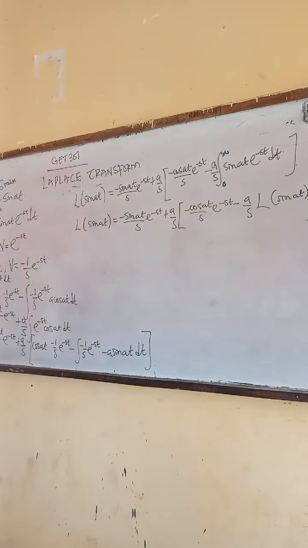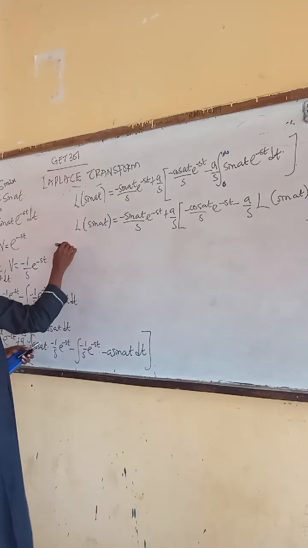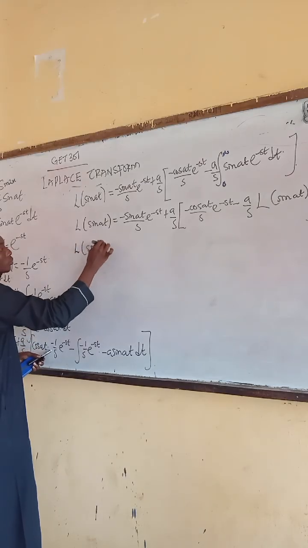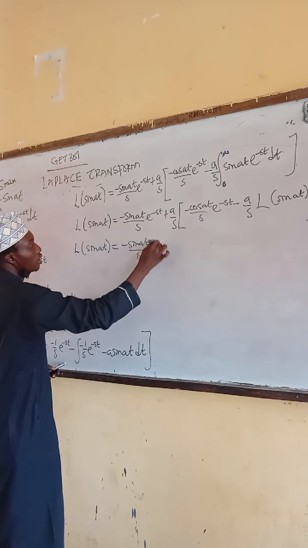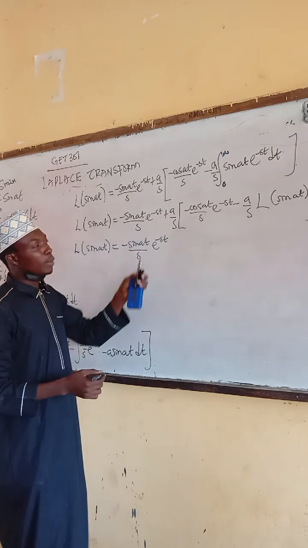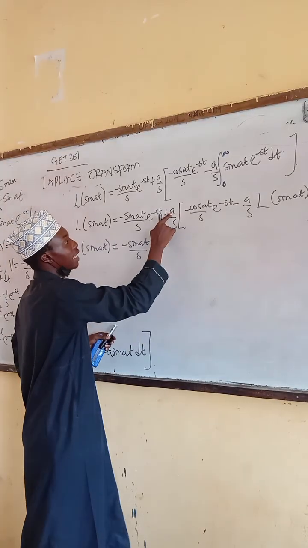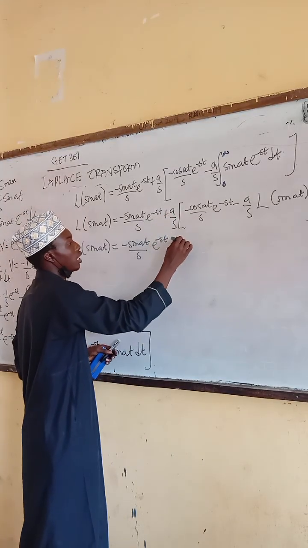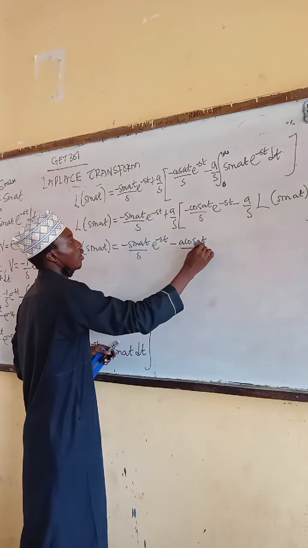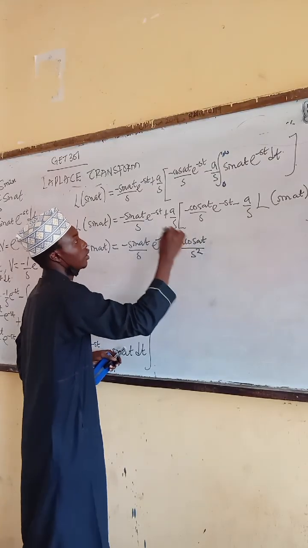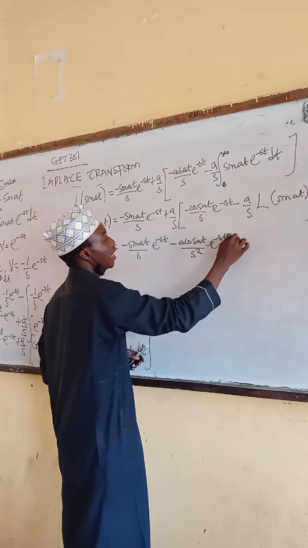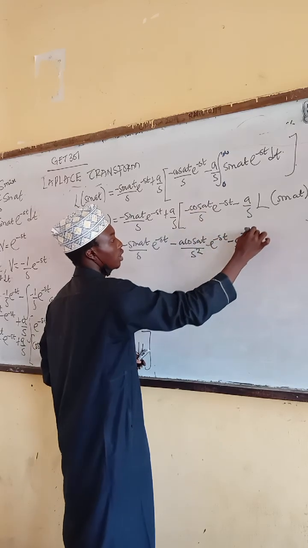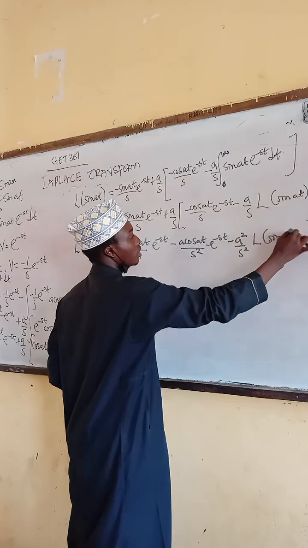So let's now see how we collect the right term to make our Laplace of sin(at) subject of the formula. So Laplace of sin(at) equals minus sin(at) over s exponential minus st. So we open the bracket, right? So a times minus cos(at), you are going to have minus a cos(at) over s square, exponential minus st. A times a, you have a square over s square, Laplace of sin(at).